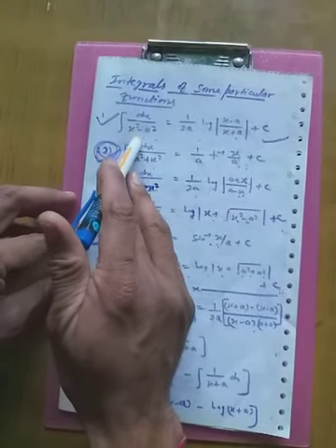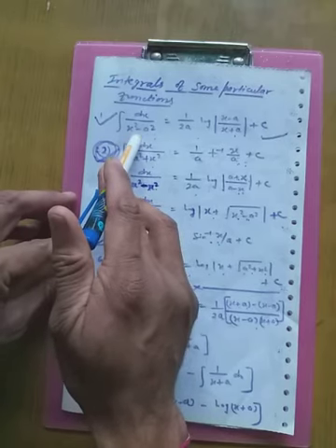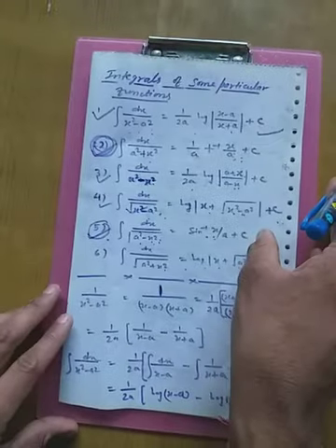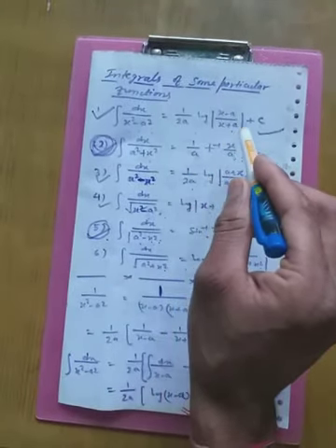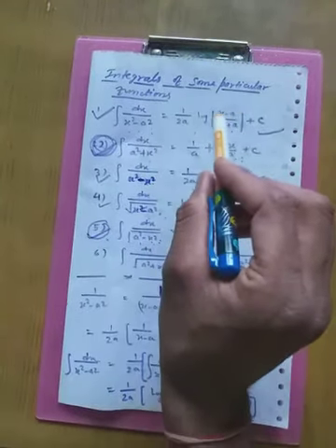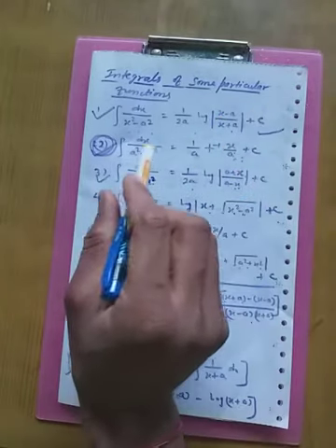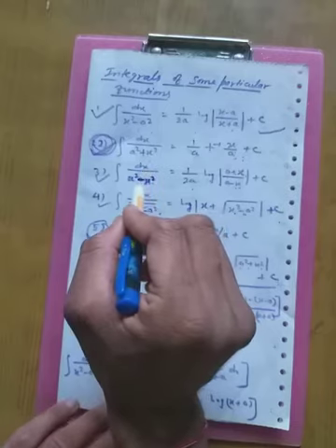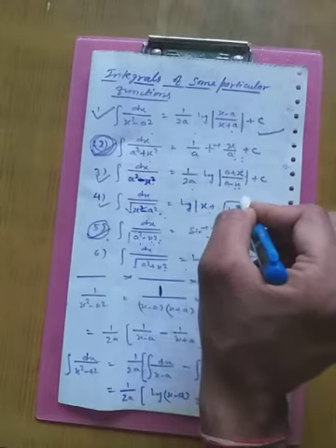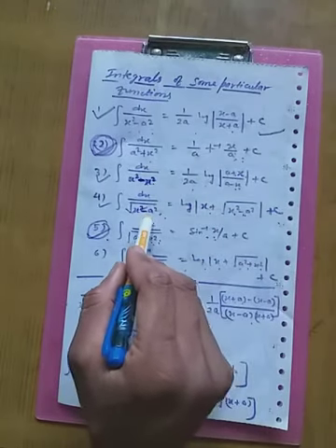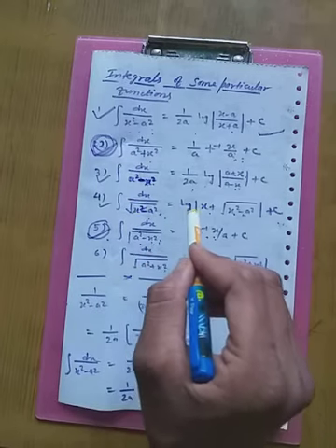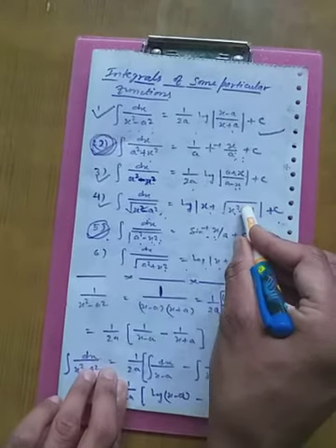If there is no root, the integration of this one will be in the form of 1 upon 2a log of (x minus a) upon (x plus a). You have to keep one point in your mind that x will always be positive. For dx upon a square minus x square, it is 1 upon 2a log of (a plus x) upon (a minus x), x being positive. For those with root, the integration of 1 upon square root of x square minus a square equals log x plus, you will copy the same thing here.